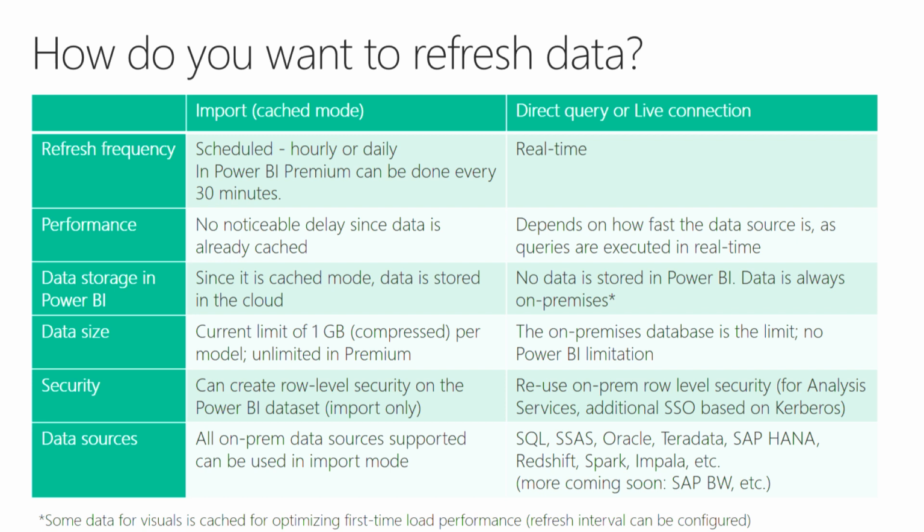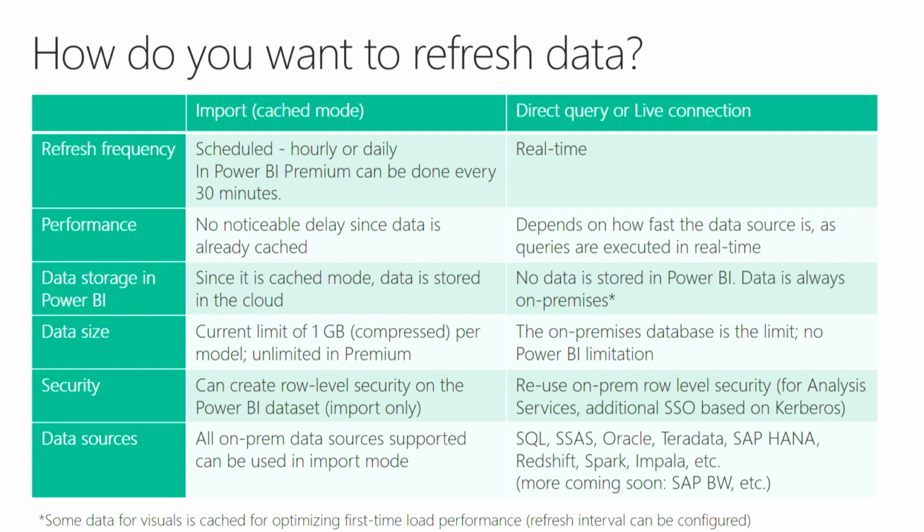If direct query is an option for your data source, for example in SQL Server, there are multiple things to consider when choosing how to connect to it. The first one is refresh frequency. Up until last week, the frequency was up to 8 times a day, where you can do a scheduled refresh for everyone. Now, if you move to Power BI Premium, you can have the refresh happen every 30 minutes. So that's 48 times a day.